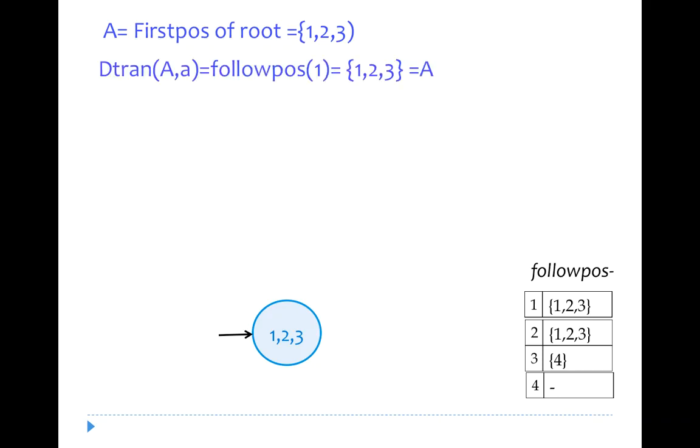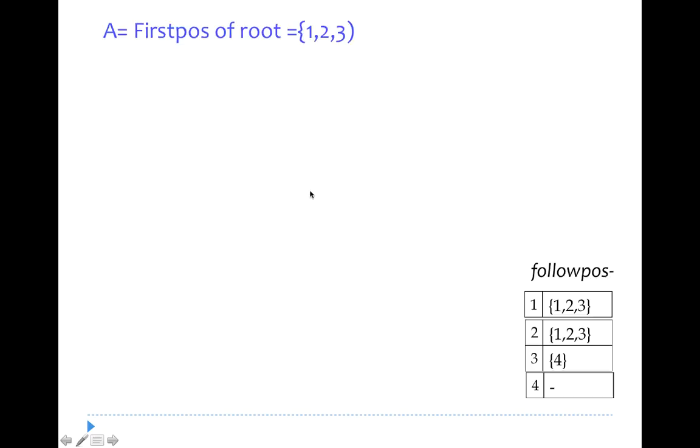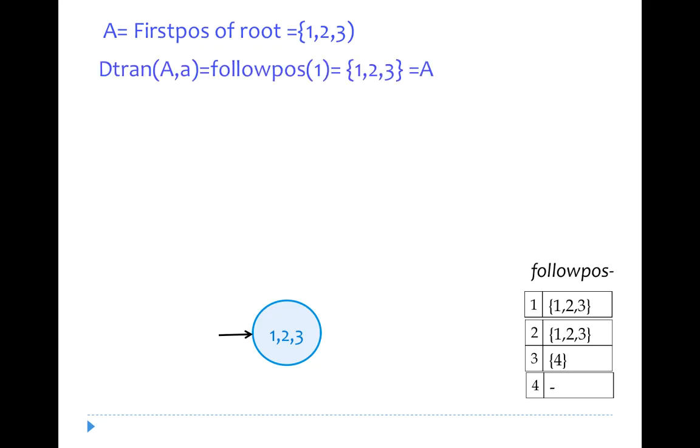Now we'll apply the input a to the state A, and in this state 1, 2, 3, only 1 is the position for the symbol a. We'll confirm this. Here 1 is the position for a, 2 is the position for b, and again 3 is the position for b. So in this state 1, 2, 3, 1 is the only position for a, 2 and 3 are the positions for b. So once again, 1, 2, 3, the initial state, to this we have applied a. In this state only 1 is the position for a, hence we consider the follow position of 1, which is 1, 2, 3, which is A itself. So with input a, it goes to the state 1, 2, 3.